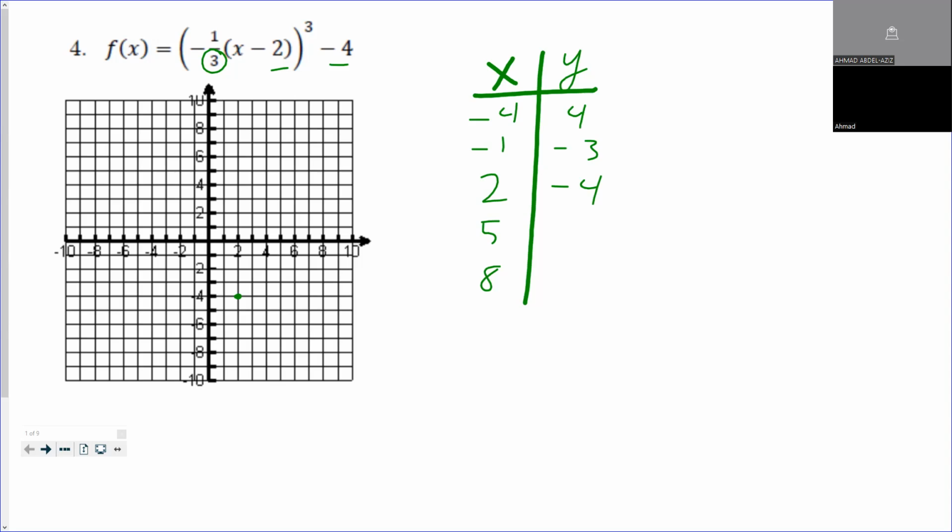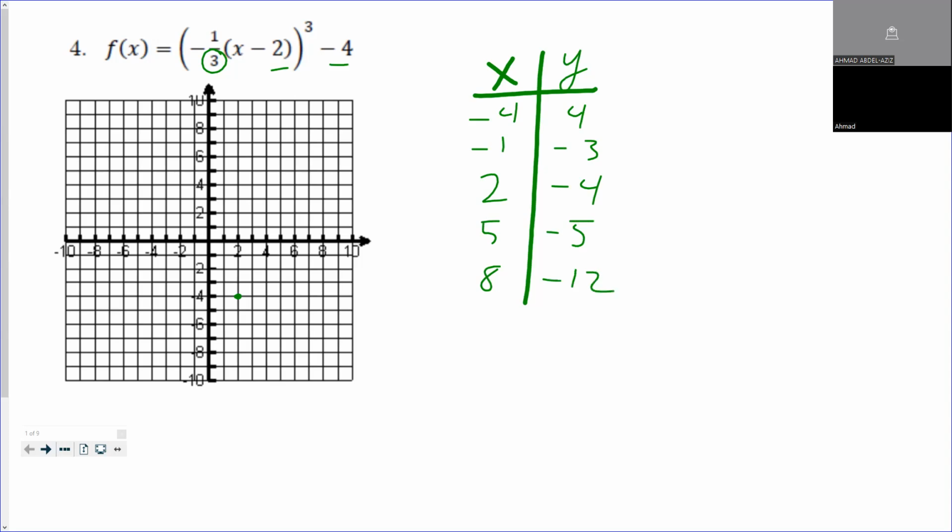And then for 5, you plug 5 in. 5 minus 2 is 3. 3 times negative 1/3 is negative 1. Negative 1 cubed is still negative 1. Negative 1 minus 4 is negative 5. And then with 8, 8 minus 2 is 6. 6 times negative 1/3 is negative 2. Negative 2 cubed is negative 8. Minus 4 is negative 12.